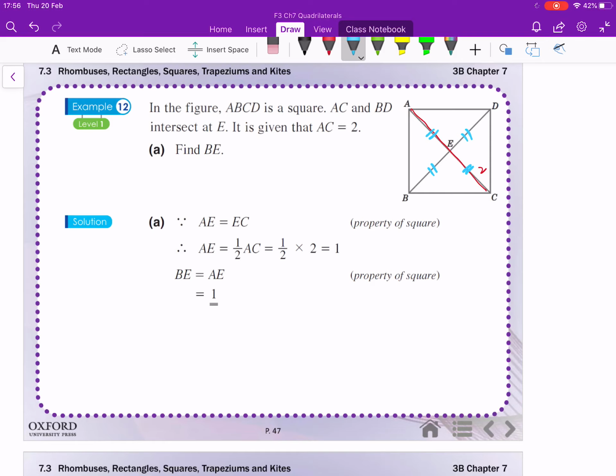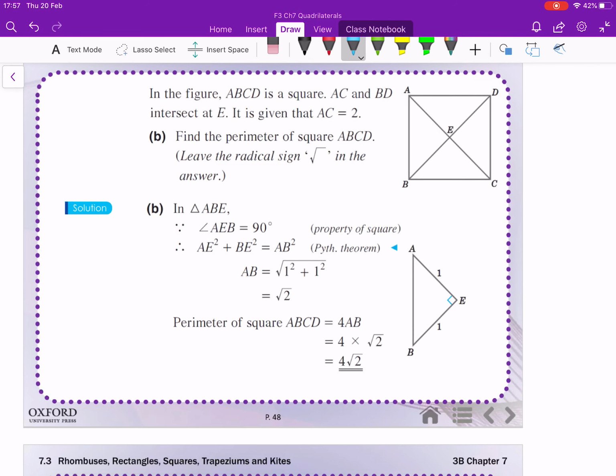Let me write this way, one by one. AE equals EC. Just mention these two first. They have the same length because we just make use of these two sides. AE equals EC. The whole length is 2, so divided by 2, we can find that only one of them, AE equals 1. And then the second step, as AE equals 1, we can further say that AE actually equals BE also. Similarly, property of square, so BE equals 1 again.